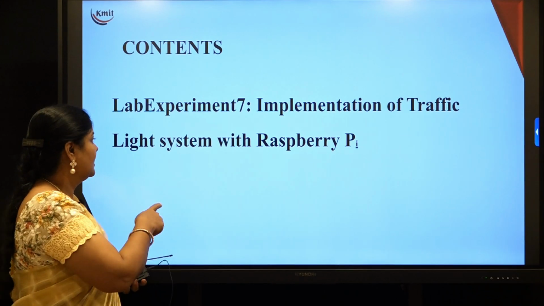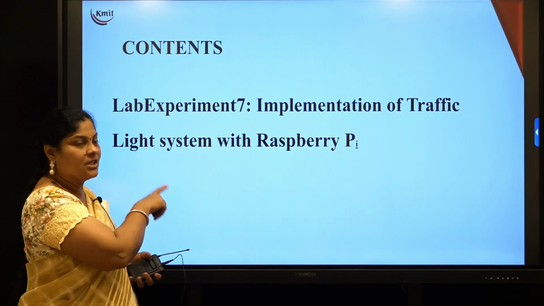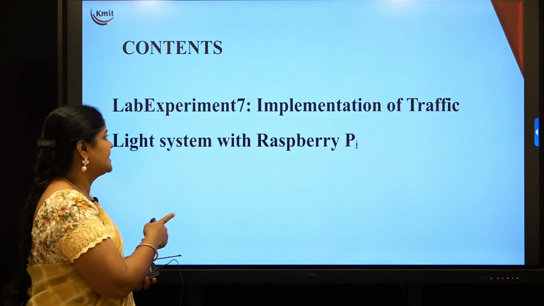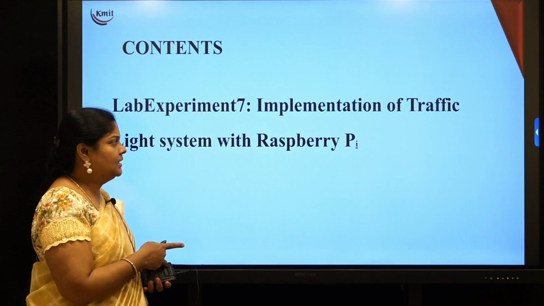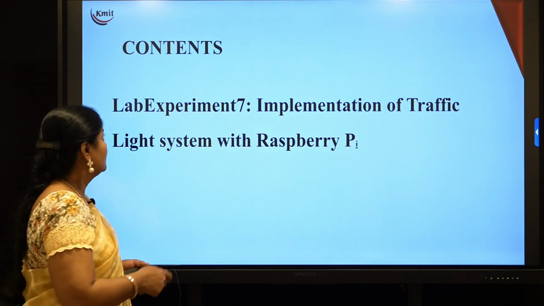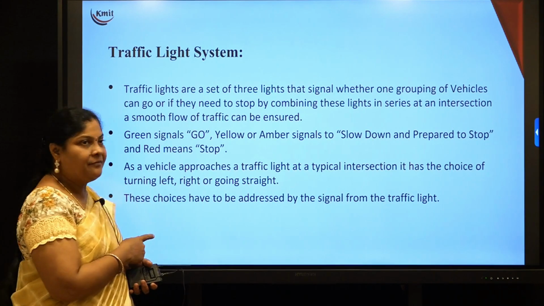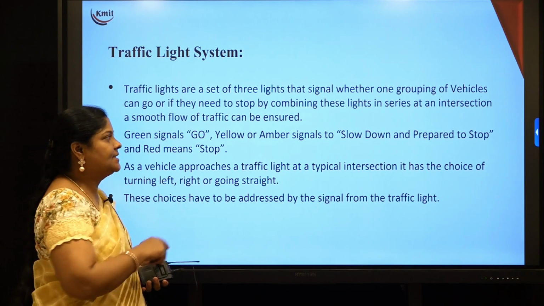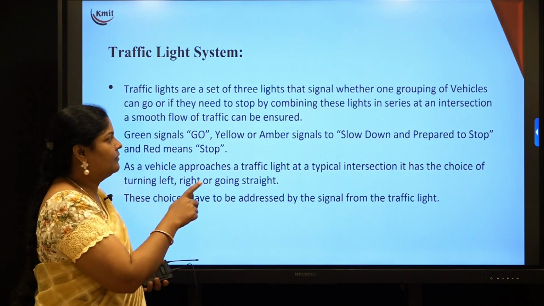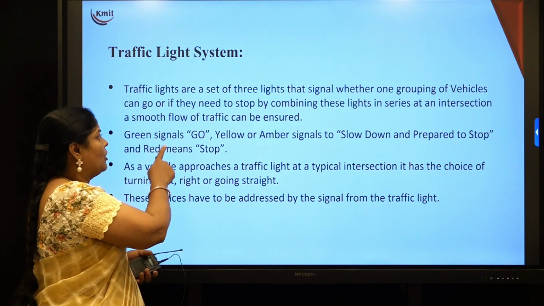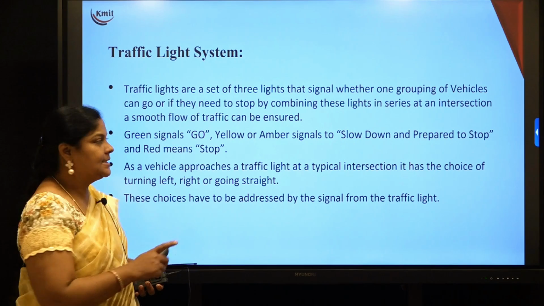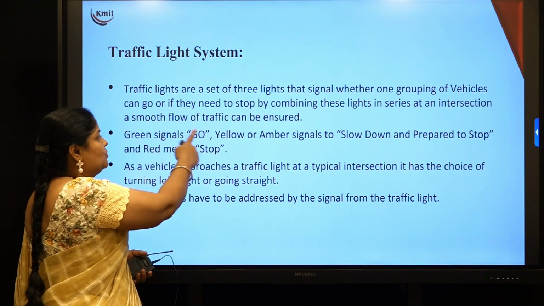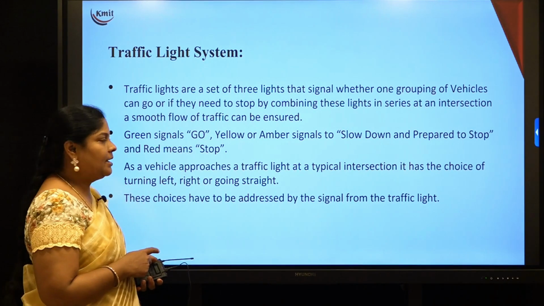The next session is also related to the lab program, experiment 7, which is the implementation of a traffic light system with Raspberry Pi. Traffic lights are a set of 3 lights that signal whether one group of vehicles can go or if they need to stop. By combining these lights in series at an intersection, a smooth flow of traffic can be ensured.